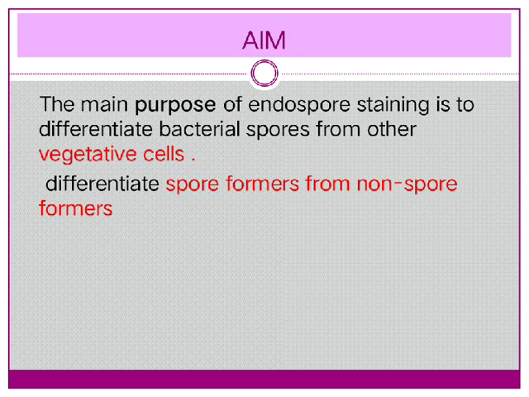Aim of the endospore staining. The main purpose of endospore staining is to differentiate bacterial spores from the other vegetative cells. It differentiates the spore formers from non-spore formers.